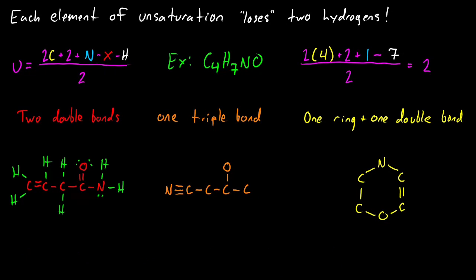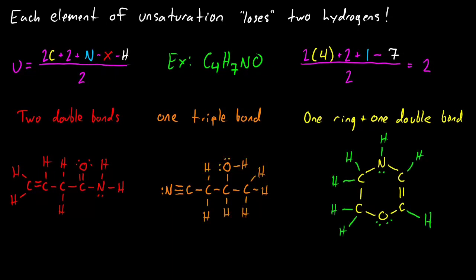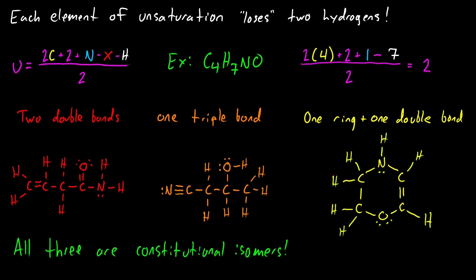In my first molecule, I can fill in sufficient positions for 7 hydrogens, matching my restrictions on charge, so none of these should have a formal charge. I can do the same thing with a molecule with a triple bond, and I can do the same thing with a molecule with a ring and a double bond. Therefore, drawing 3 molecules which are constitutional isomers, which all have a formula of C4H7NO and 2 elements of unsaturation.